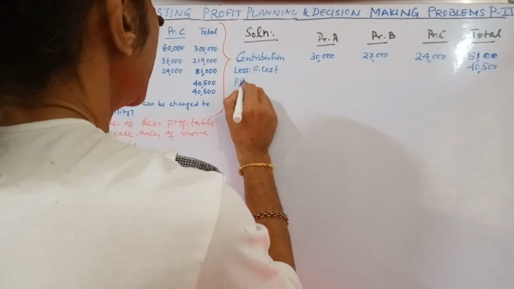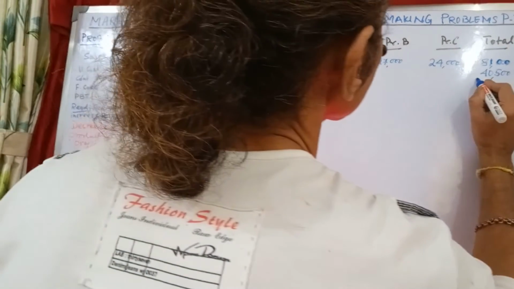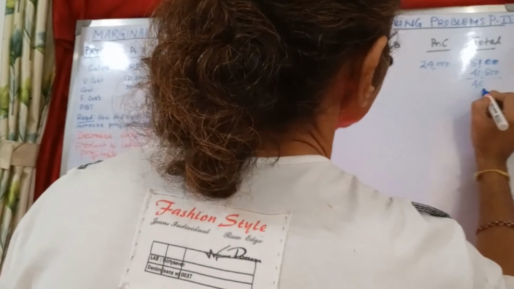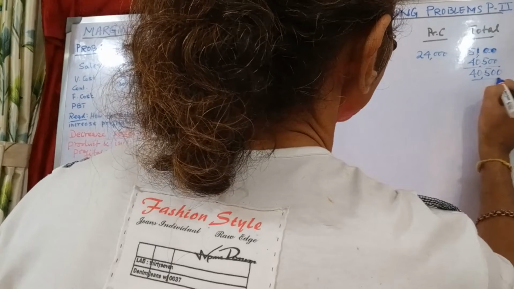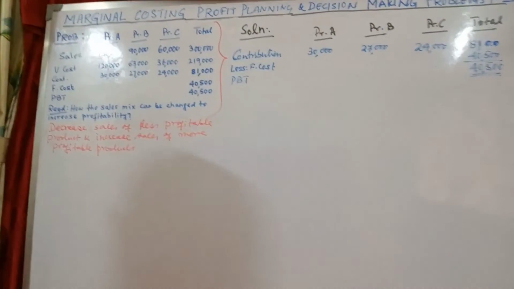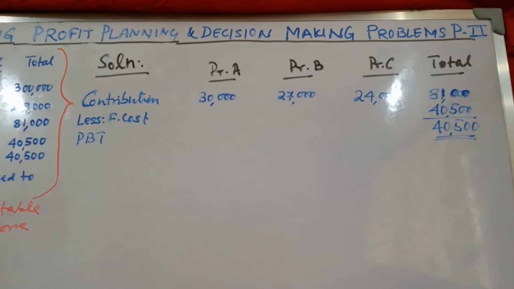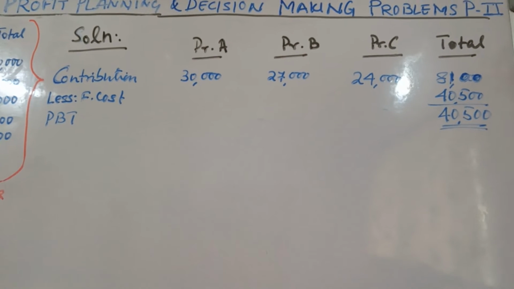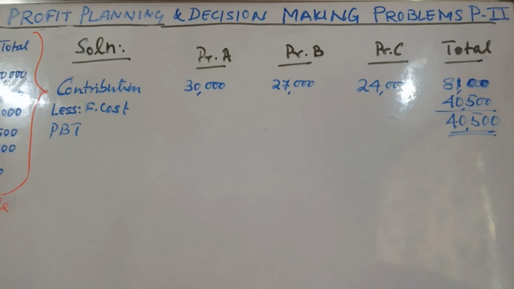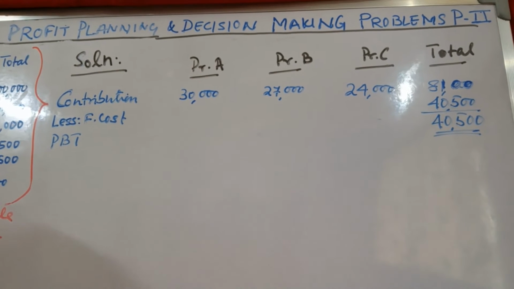So profit before tax is 40,500. Now let us find out the contribution margin of each product line.